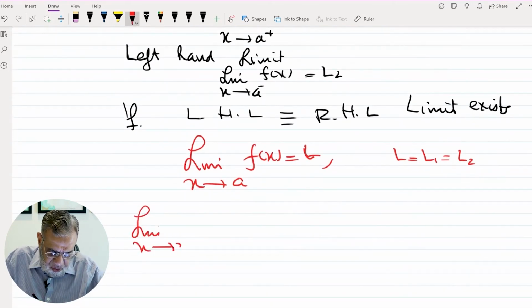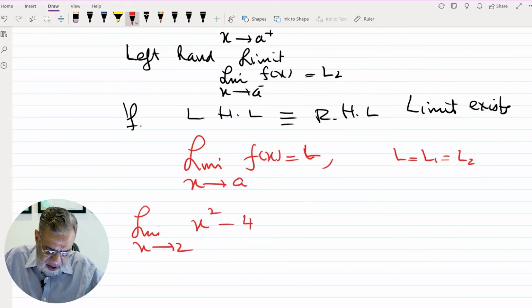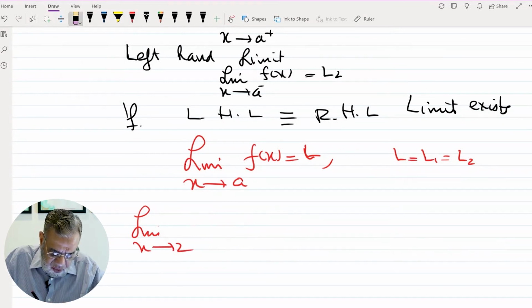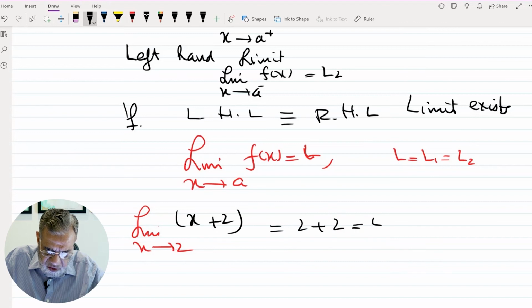The limit as x tends to 2 of x squared minus 4, when I substitute this limit, we just take the example here, x plus 2. So when I take the limit of x plus 2, I get 2 plus 2. The limit of this one is 4. So this is my example for that.